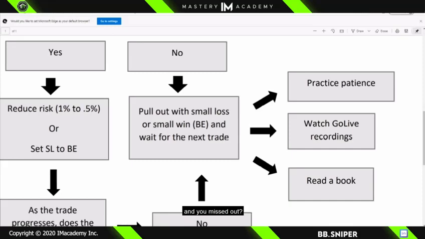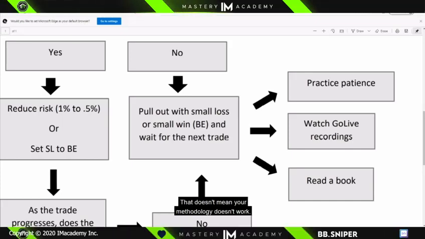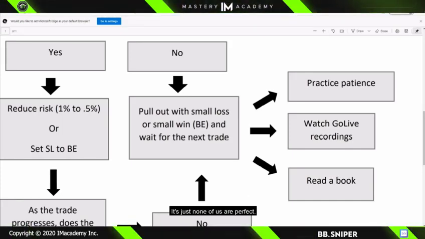Now, if you pull out of the market and then the market just turns around and rips into your favor and you missed out, guys, it's going to happen. Okay. Simply put, after you take a certain number of trades, it's going to happen. All right. That doesn't mean that you're a terrible trader. That doesn't mean your methodology doesn't work. It's just none of us are perfect. We'll never be perfect. And when you truly understand that, it shouldn't affect you as much when that happens.